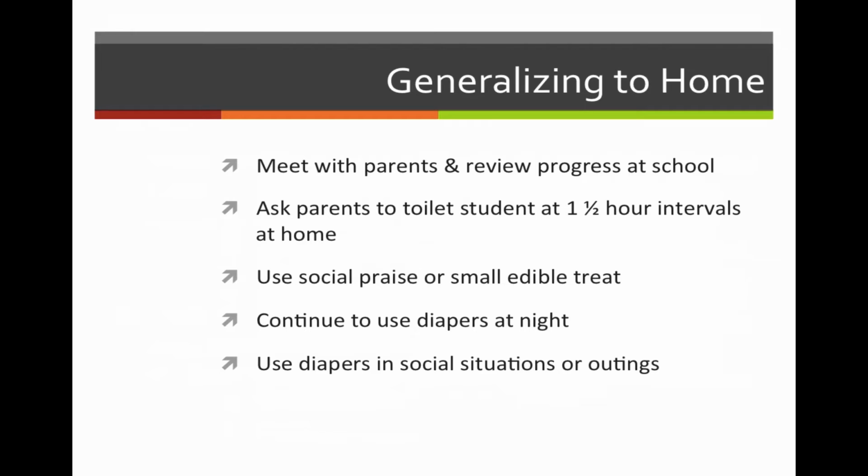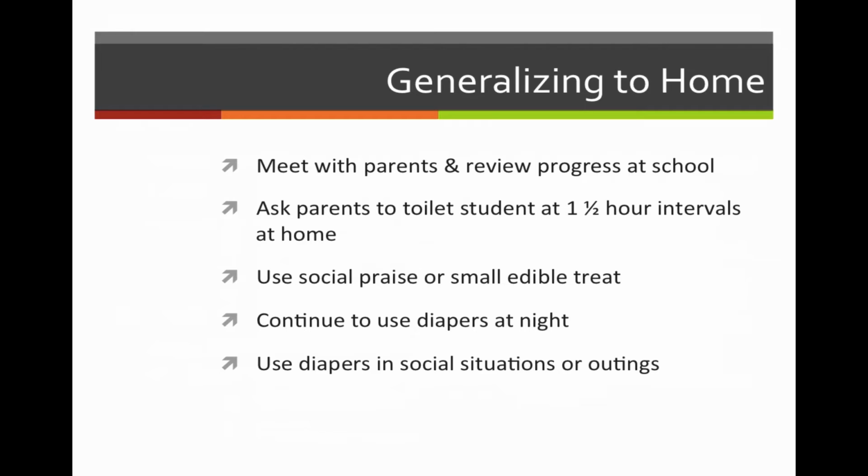At this point in time, notice how much now has been done at school. At this point in time, we're going to generalize it to home. So we're going to meet with parents and review the progress at school. We're going to ask parents to start at the 1.5 hour interval. We're going to talk about using social praise and small edible treats. We're going to also make sure that we are no longer in pull-ups and diapers, even at night.